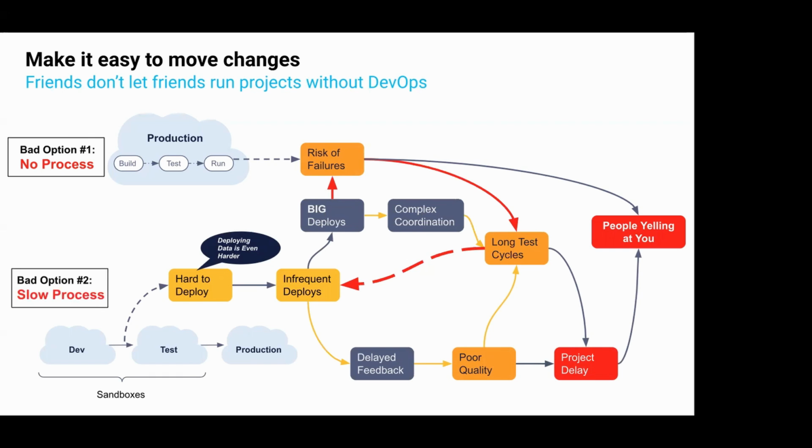So bad option 1 is no process. Bad option number 2 is slow process. Any of this resonating with you guys? Probably both.